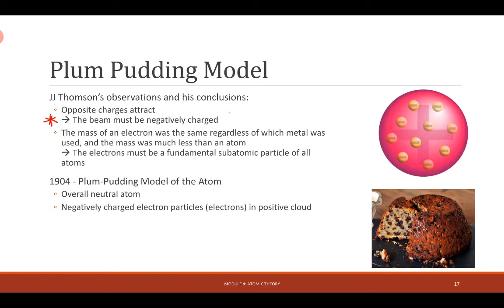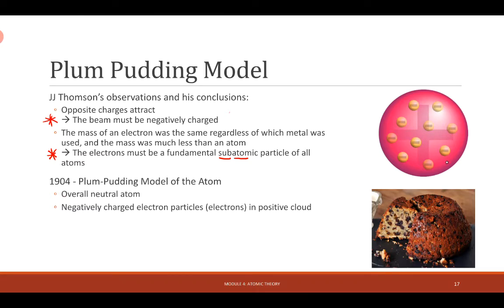And he knew that the mass to charge ratio was the same regardless of which element was used as the cathode material. And so this same beam was coming from all atoms, not just a specific metal. It wasn't specific to the element, it was just generic across all elements. And so therefore he concluded that it must be a fundamental subatomic particle, meaning smaller than atom size, that belongs to all atoms.